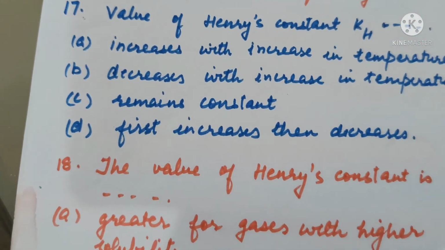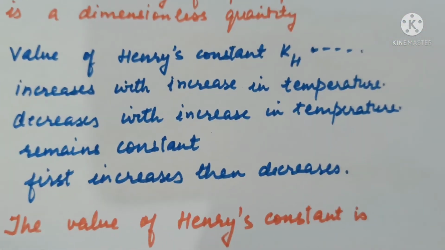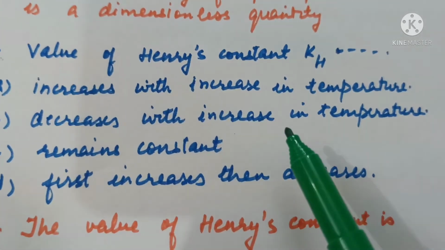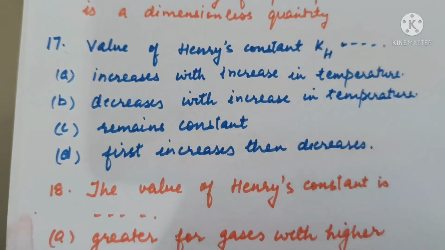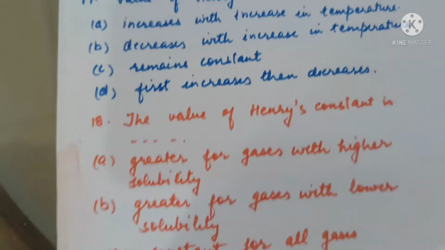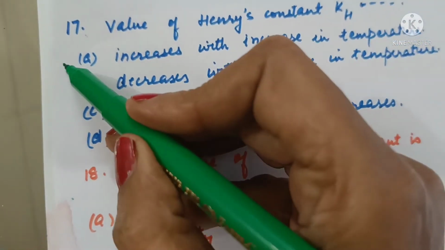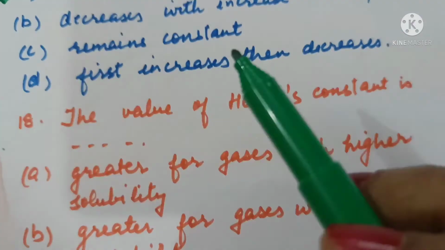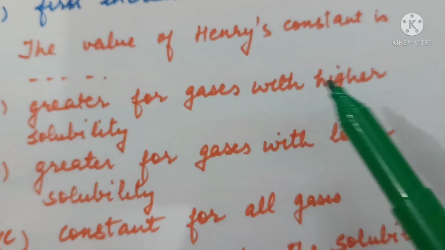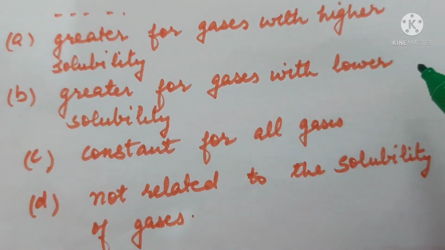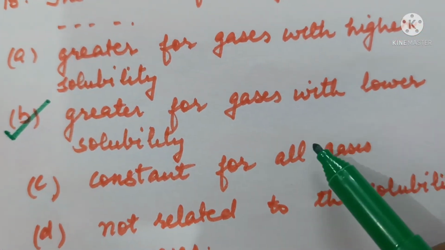Value of Henry's constant Kh: increases with increase in temperature, decreases with increase in temperature, remains constant, or first increases and then decreases. It increases with increase in temperature. The value of Henry's constant is greater for gases with higher solubility, or greater for gases with lower solubility. It is greater for gases with lower solubility.